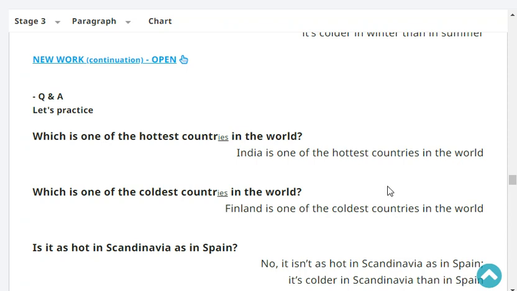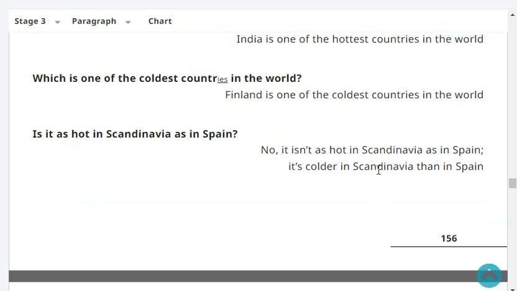Which is one of the coldest countries in the world? Finland is one of the coldest countries in the world. Very good.